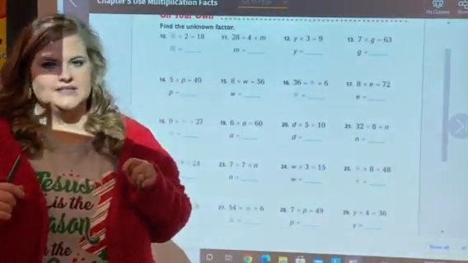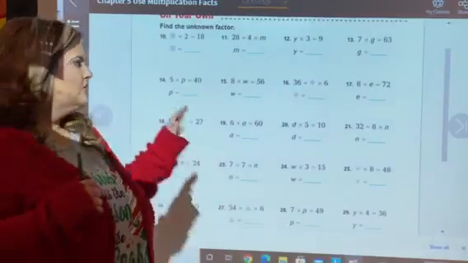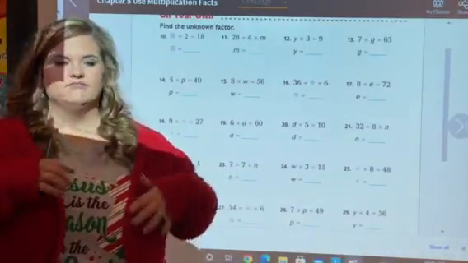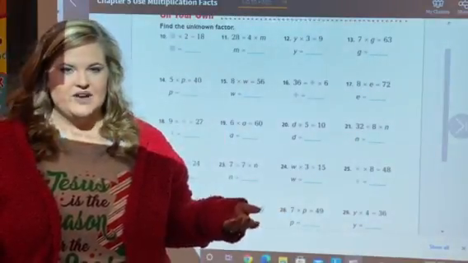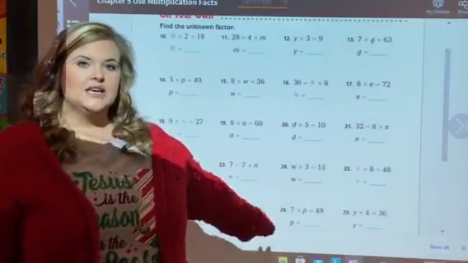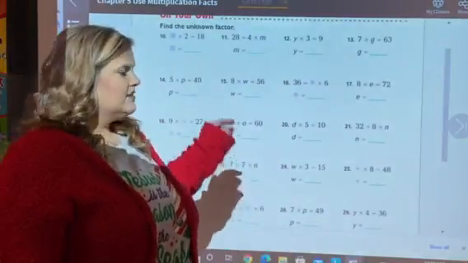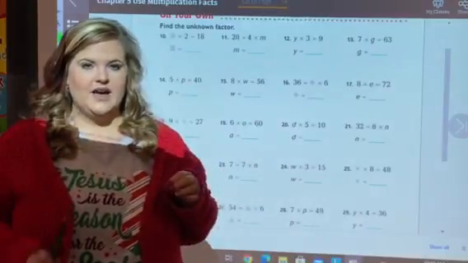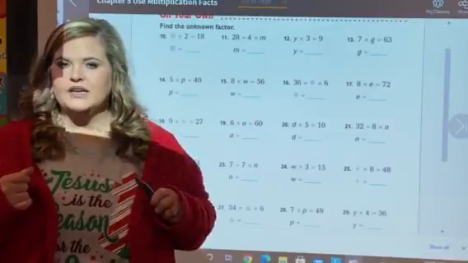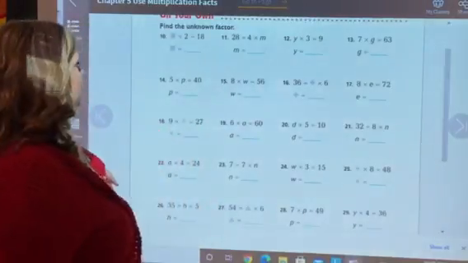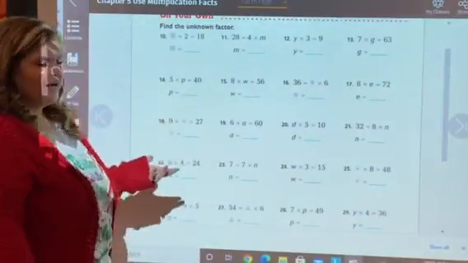This is one of those lessons where you have got to know your multiplication facts, okay? There's no way for me to tell you any other way: if you've not learned your multiplication facts, this is going to be a hard lesson for you. The more you practice those facts, the easier it gets, and when you see these, the answer just naturally pops into your head. What we're looking at is having a missing factor, an unknown factor that we're trying to find.